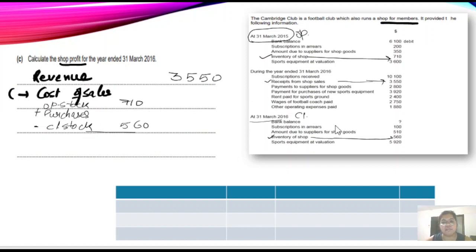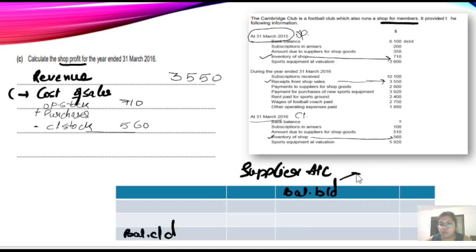Sometimes it is directly given to you, but if it is not given to you in your question, how are you going to calculate it? You need to prepare the supplier account for that. So prepare the supplier account in your working note. How are you going to prepare it? Write down brought down here, and balance carried down this side. Brought down means the opening, and carried down means the closing value of the supplier which is given to you.